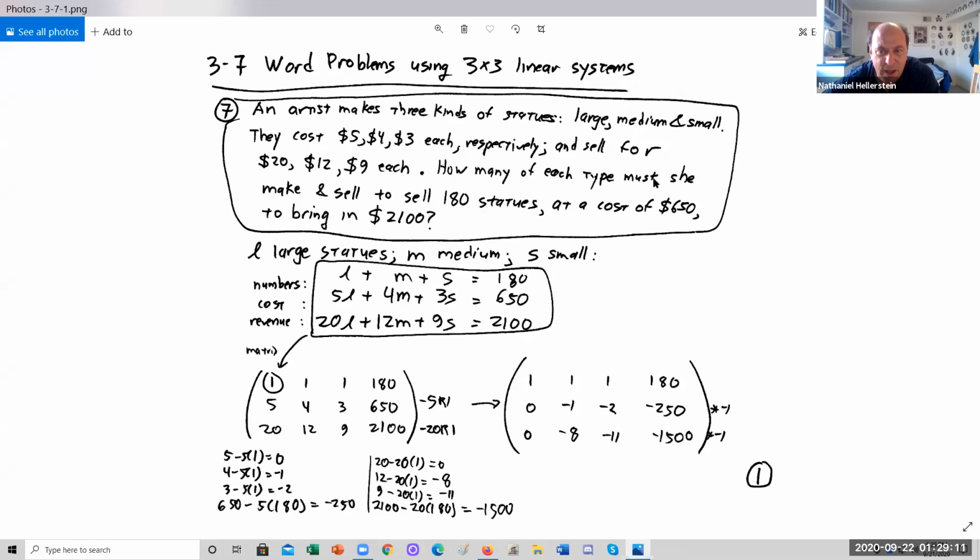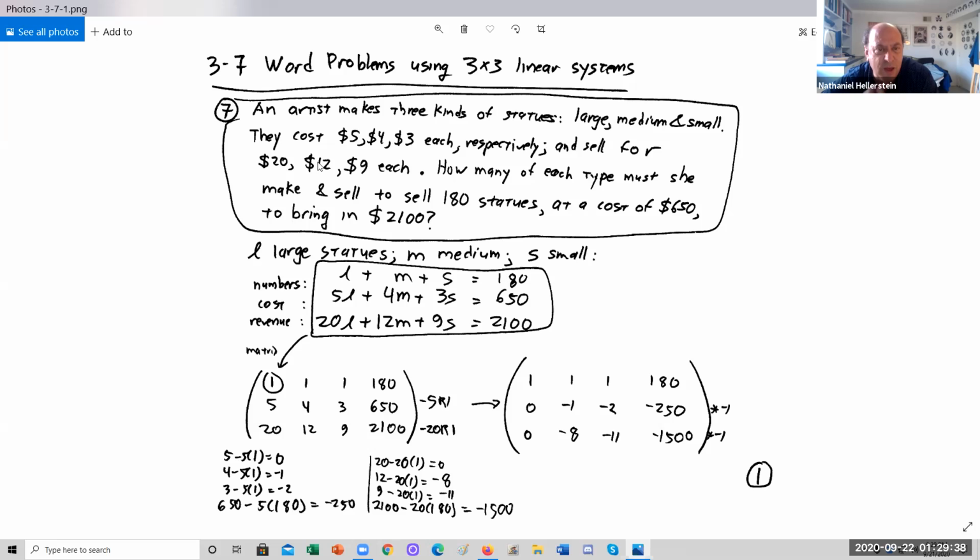How many of each type must she make and sell to sell 180 statues at a cost of $650 to bring in $2,100? Okay, 3 variables, L, M, and S. We'll need 3 equations. The first equation talks about the number of statues, 180 of them in all. So therefore, L plus M plus S equals 180.